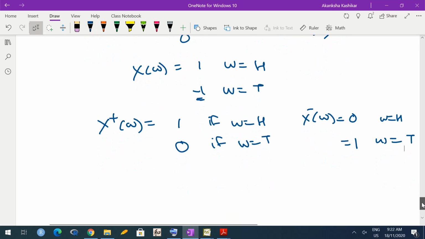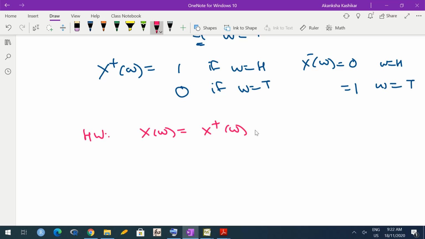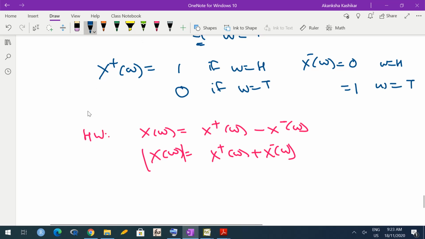The interesting thing is, you can try to verify this on your own. So I can phrase it as homework. Homework is: x of omega is actually x plus of omega minus x minus of omega. Try to first verify this in this example and then try to write the general proof. And mod of x of omega is actually x plus of omega plus x minus of omega. Try to prove these two things. It's a good homework. And now we are going to claim that x plus and x minus are also random variables.